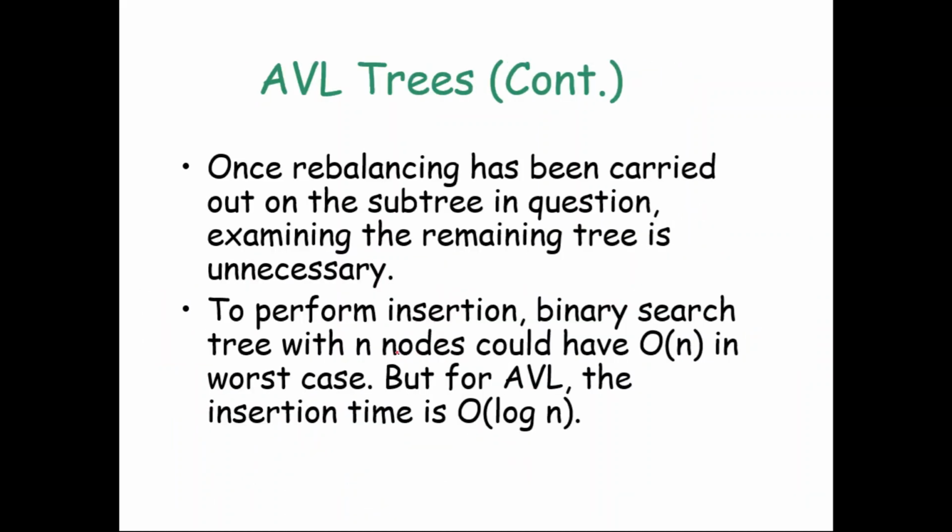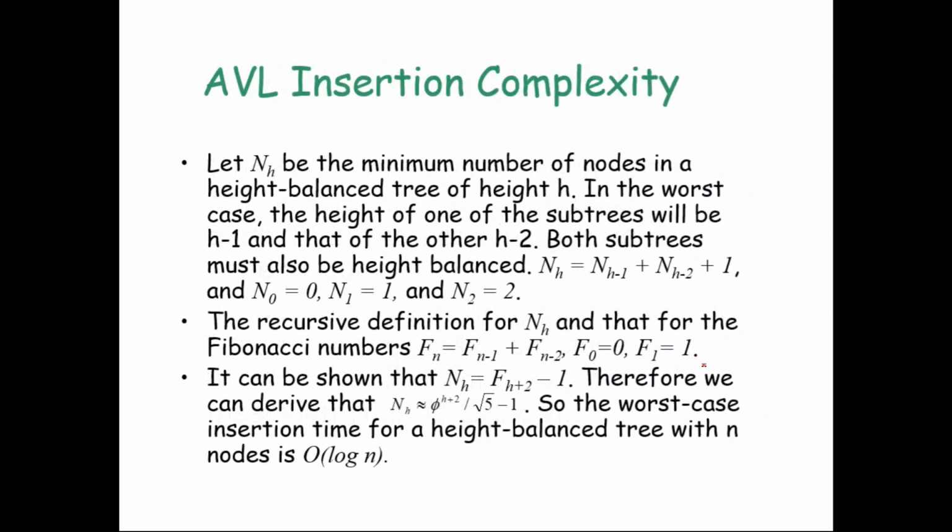After rebalancing, you need not check whether the tree is balanced or not, because once you do rebalancing, it will automatically become balanced. Why are we going for the AVL tree? Because insertion can be done at the speed of order of log n, whereas with a normal binary search tree it will be of order of n in the worst case scenario.